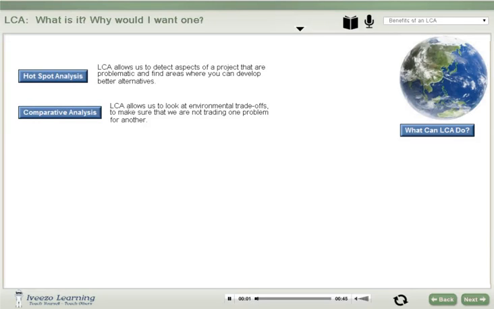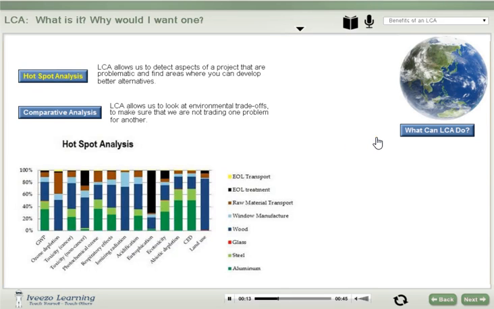Typically, results of an LCA are displayed as either hotspot analyses or comparative analyses. If you're looking to examine more than one environmental or energy attribute of a product, a hotspot analysis can help you find areas where an investment in better alternatives makes sense.